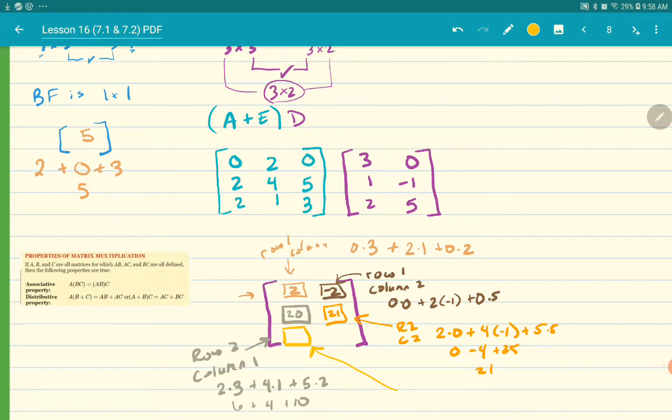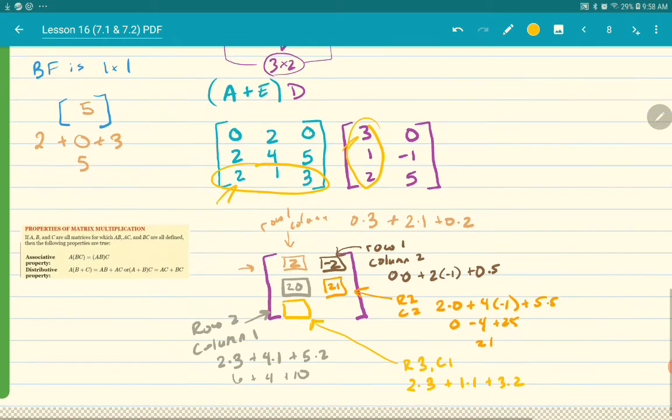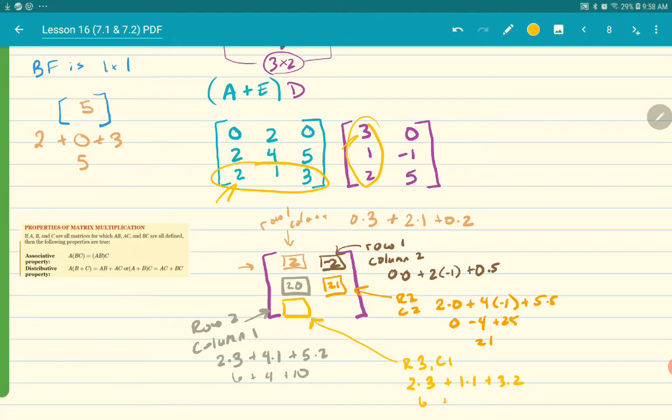So for this one, we have row 3, column 1, multiplying those two together and moving my finger. So starting at 2 times 3, and then 1 times 1, and then 3 times 2, which gives me 6 plus 1 plus 6, or 13.